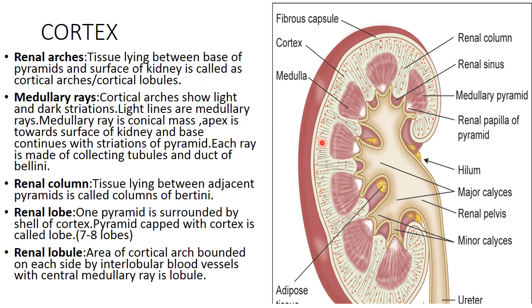Then comes renal lobule. Now the area of cortical arch, which is bounded on each side by the interlobular blood vessel, is known as the lobule. So it has on either side interlobular blood vessels, and in the central part there is medulla.